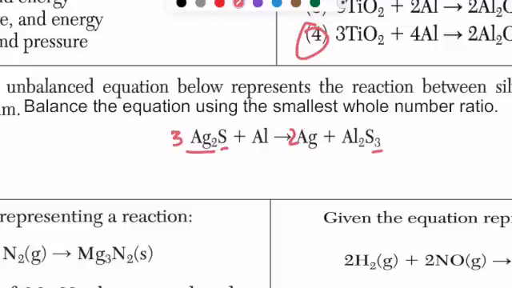Now the problem is, when we add this coefficient, that changes the number of silver, because now we have 6 silvers on this side, so that means we should have 6 on the other side. So let's change this to 6. And then for aluminum, we have 1 here and 2 there, so let's make this a 2. Now let's count everything again one last time. I see 6 silvers on both sides, 3 sulfurs, and 2 aluminums. So we're good.